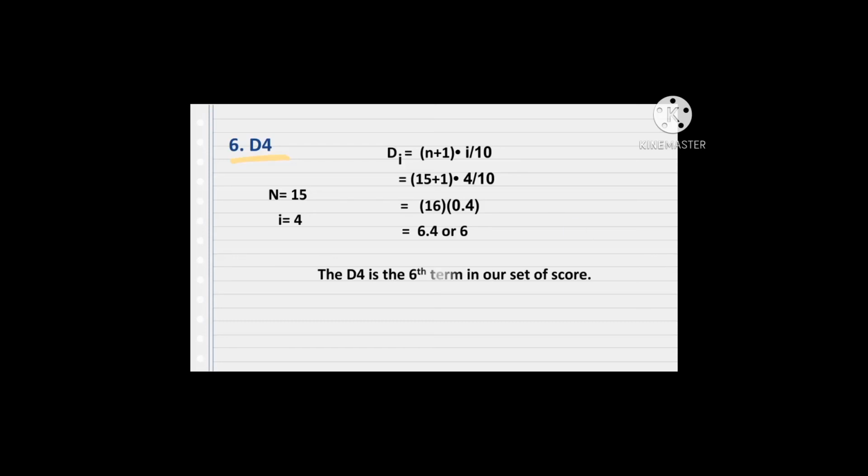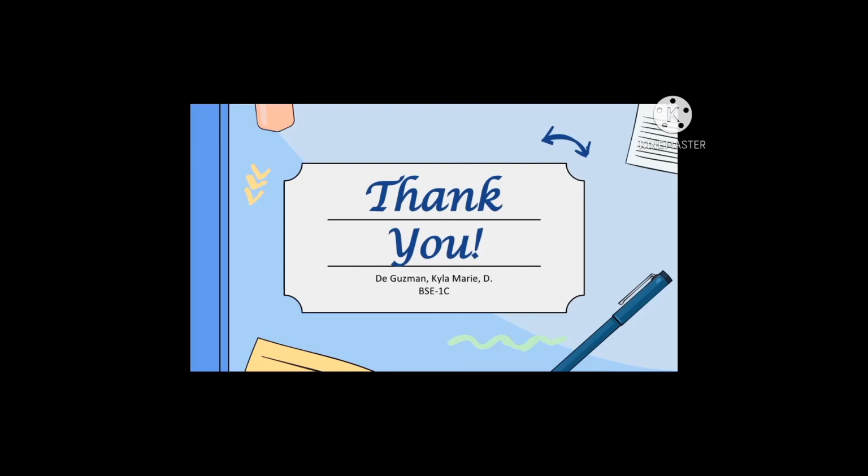The last one is finding the 4th decile, which means we will use again the formula D sub i = (n + 1) times i over 10. n will always be 15 and i will be 4. Substitute the numbers: 15 plus 1 is 16, and 4 over 10 in decimal is 0.4. 16 times 0.4 is 6.4. We will round 6.4 and we will get 6. So the 4th decile is in the 6th term, or the 6th position in our set of scores. That is 22. That would be all, and thank you.